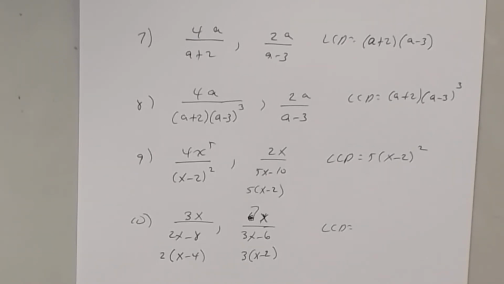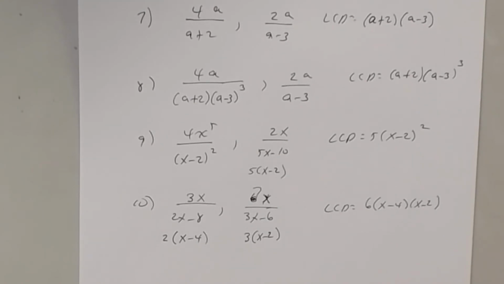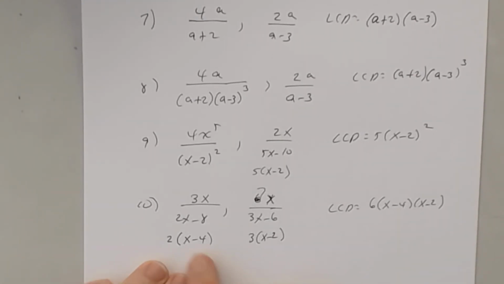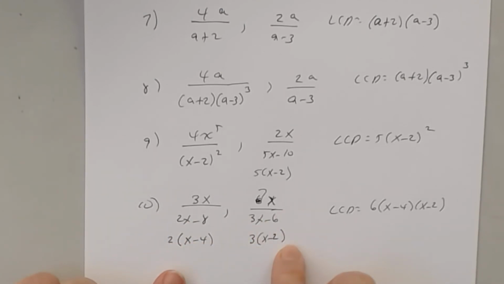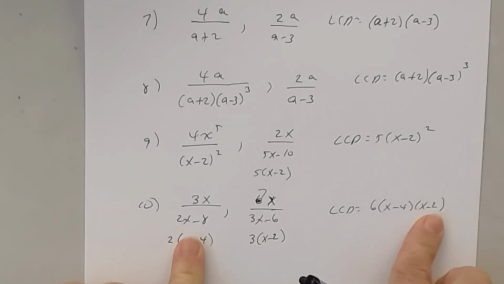What's the smallest number that 2 and 3 go into? 6. So it'll be 6 times what? x minus 4 times x minus 2. Yep. So if you look at the coefficients first, 2 and 3, smallest number that 2 and 3 go into is 6. Then I need an x minus 4, and the question is how many do I need? Well, there's 1 here, none here, so I need 1. The x minus 2, there's 1 here, 0 here, I need 1. So there's your LCD. Okay?